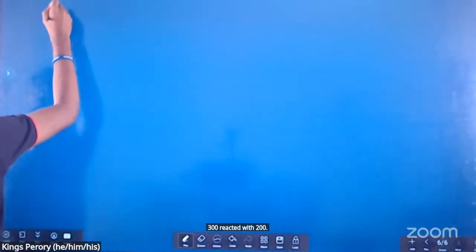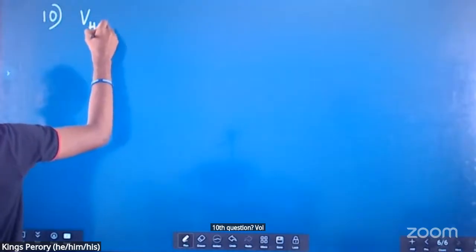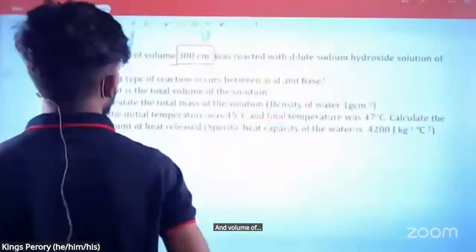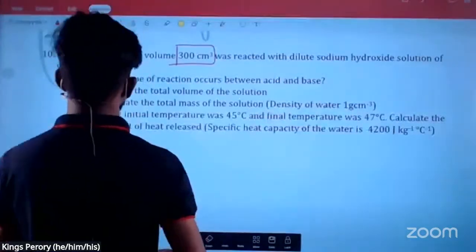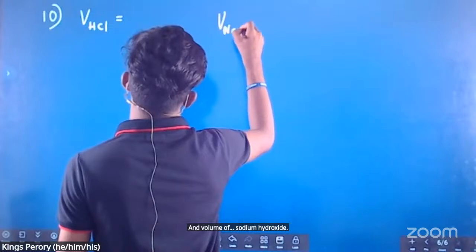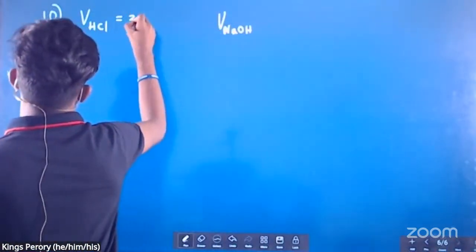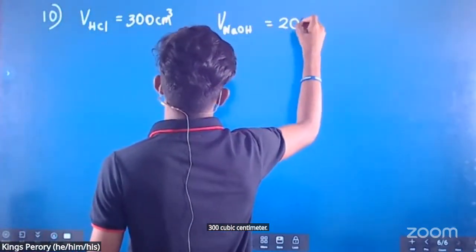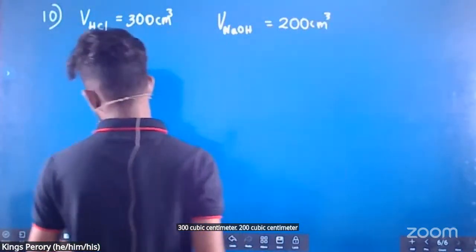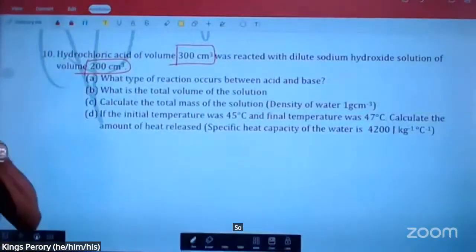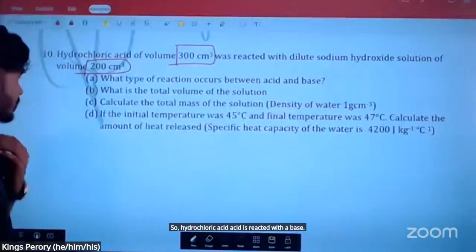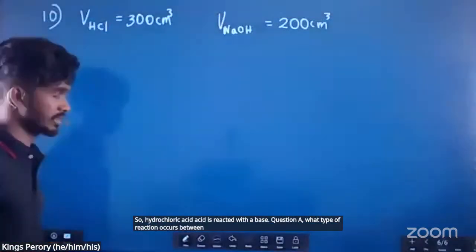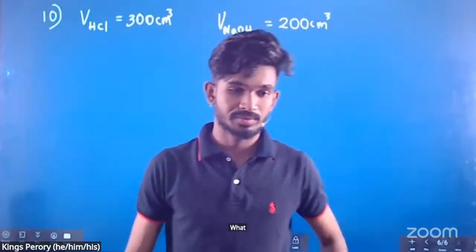10th question. Volume of hydrochloric acid and volume of sodium hydroxide: 300 cubic centimeter, 200 cubic centimeter, right? So hydrochloric acid is reacted with a base. Question is, what type of reaction occurs between acid and base? What type of reaction occurs?